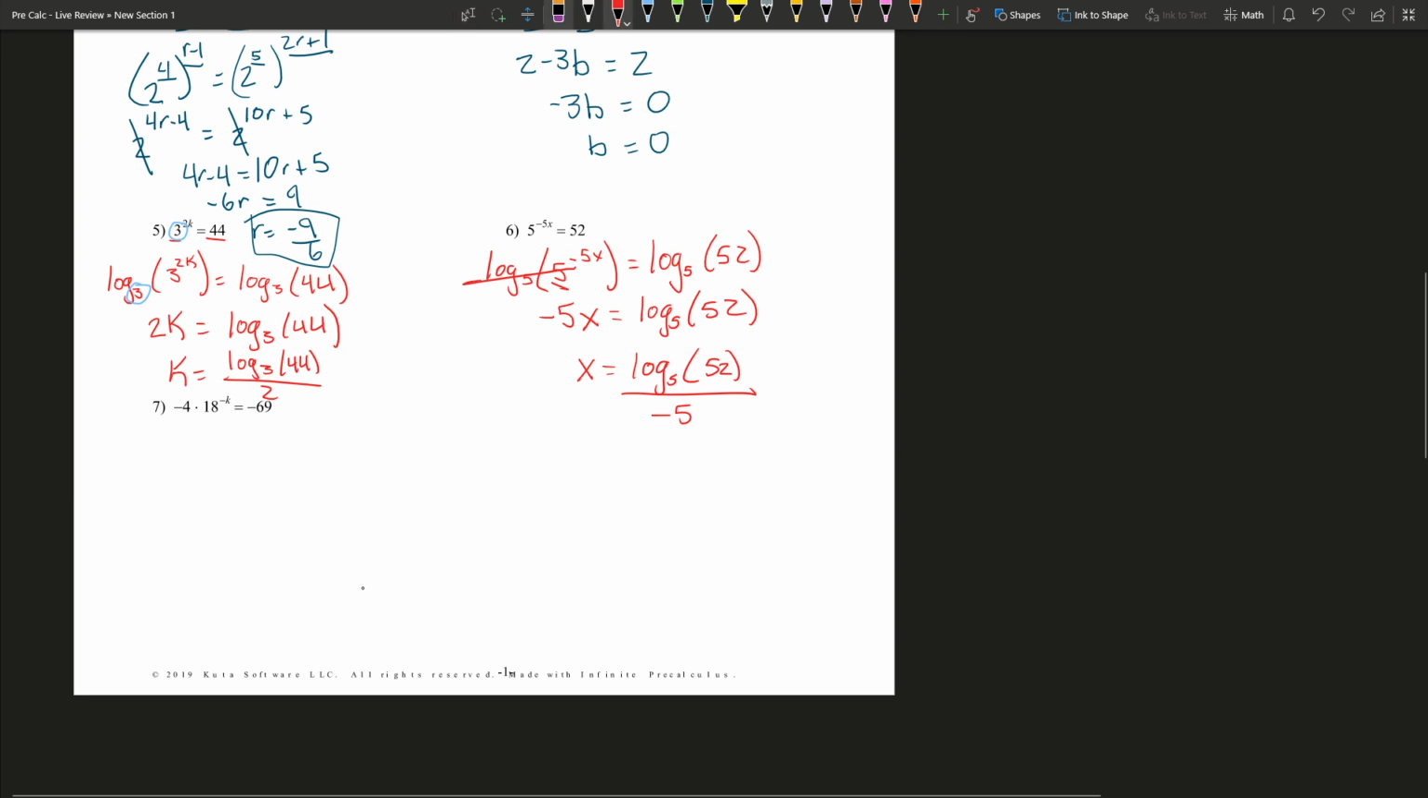On number 7, we're basically just adding one step to number 5 and 6. So think about 18 to the negative k as its own unknown. So in order to get that blue box by itself, we have to divide by a negative 4 on both sides. When we do that, we get 18 to the negative k is equal to negative 69 over negative 4.